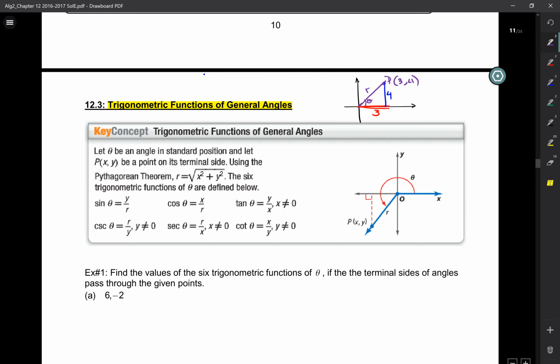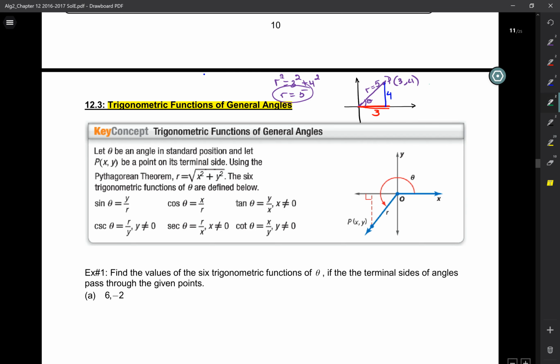So what about r? Is there a way to find r? How would we find r? It's the Pythagorean theorem, right? So r squared would be 3 squared plus 4 squared. So r would equal 5. So now r would be 5.